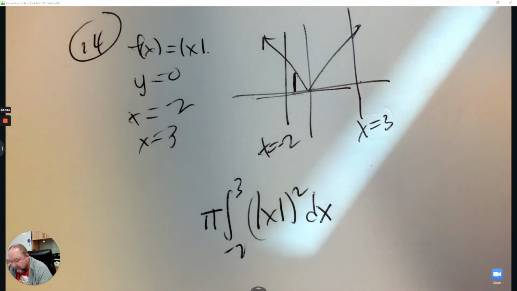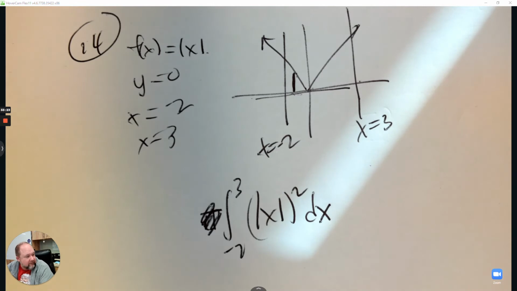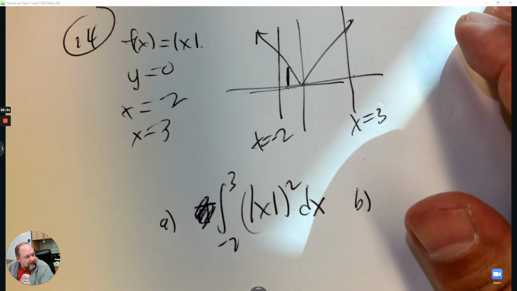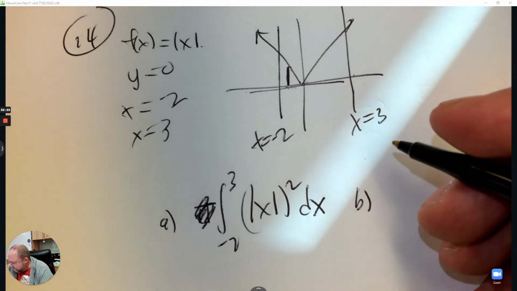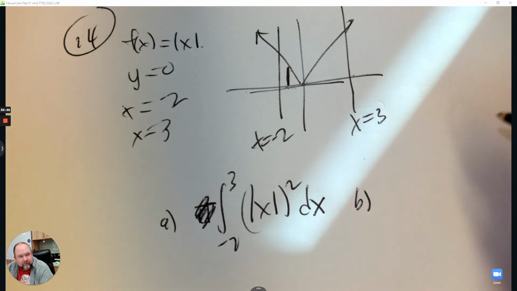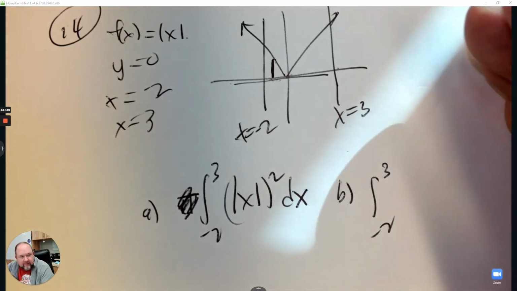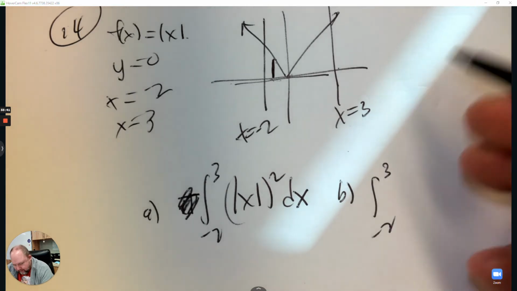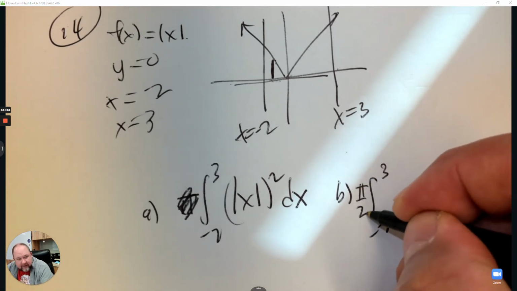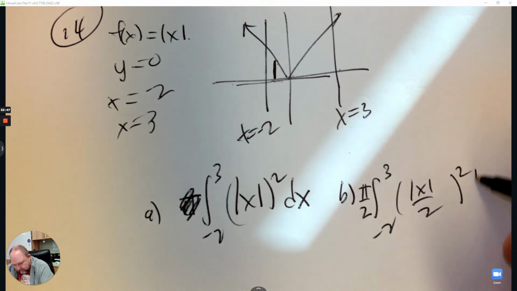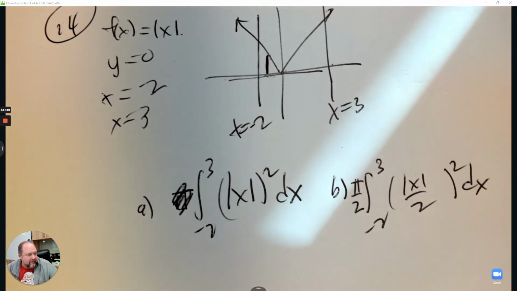Oh, these are squares, so not that. So there's the setup for that, for 14. For B, what are they? Well, semicircles. So again, it's negative 2 to 3. For a semicircle, it is pi r squared divided by 2. And then the base, I have to divide by 2, because the base is the diameter.